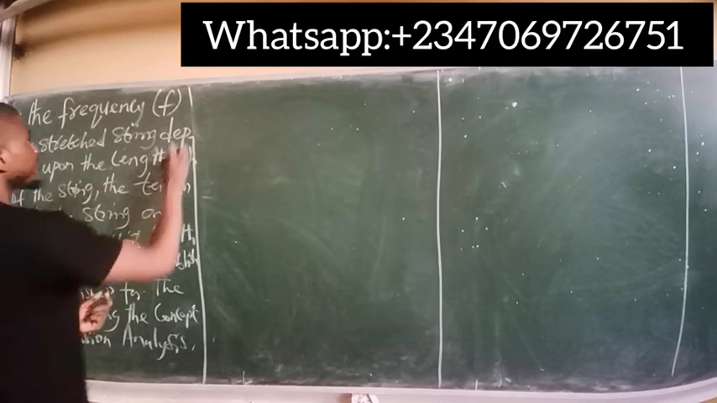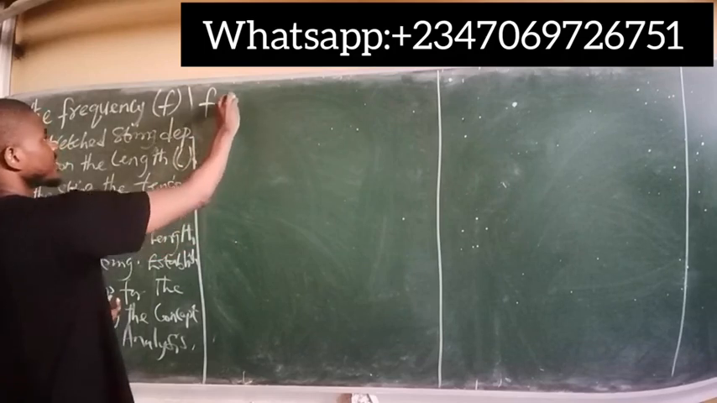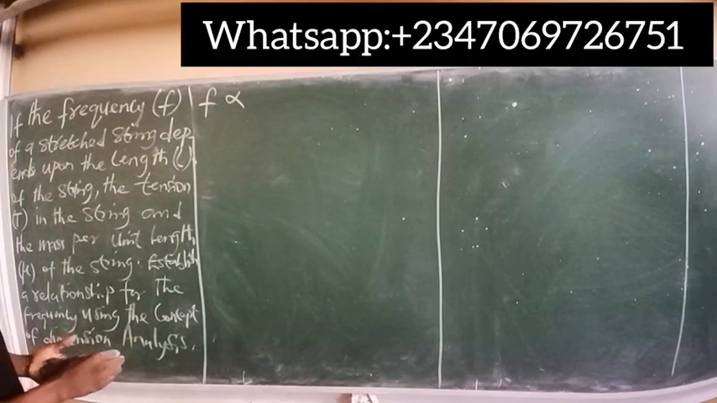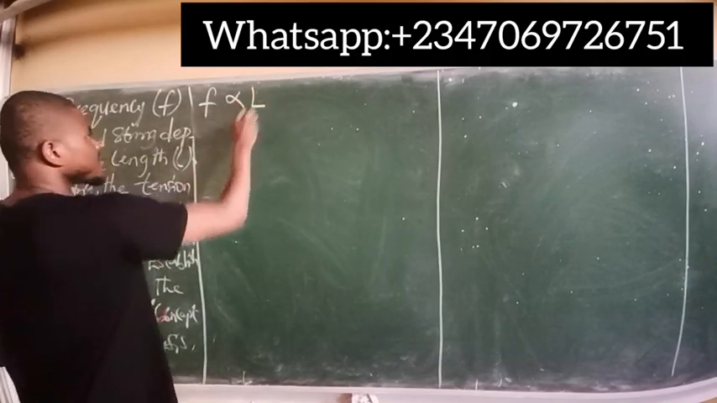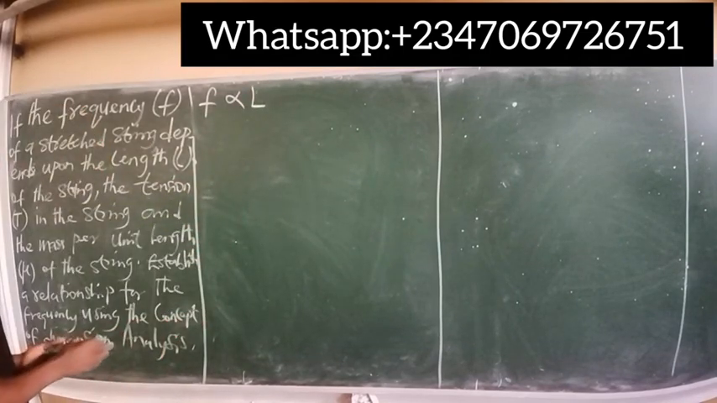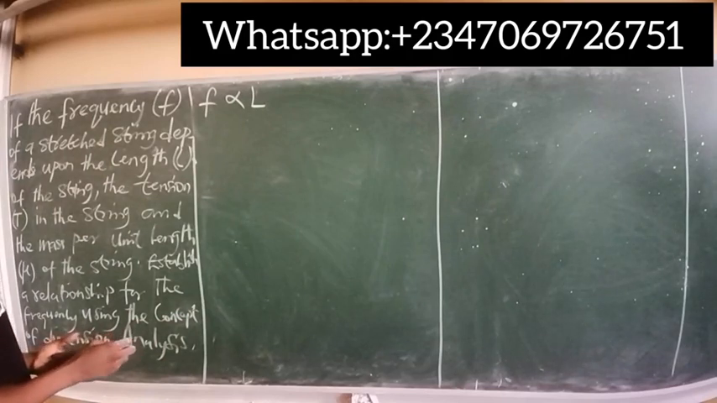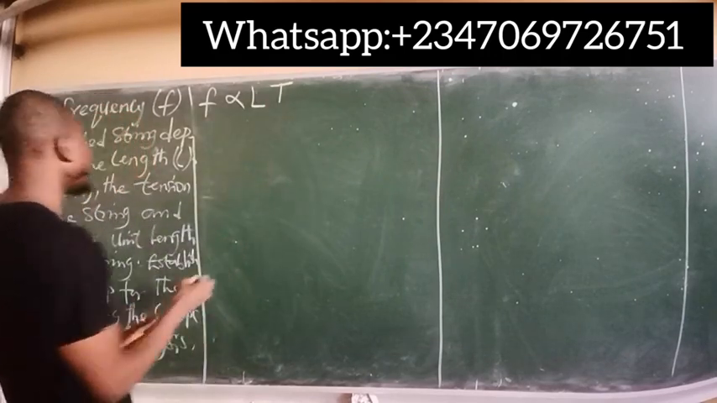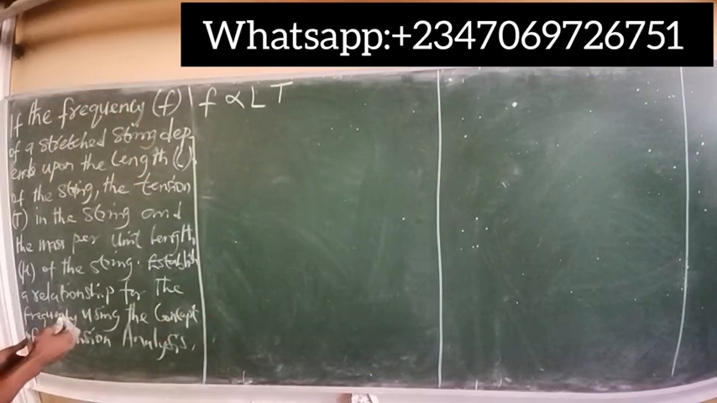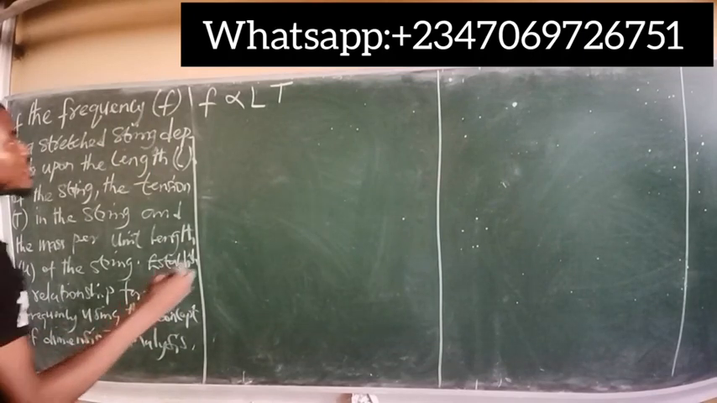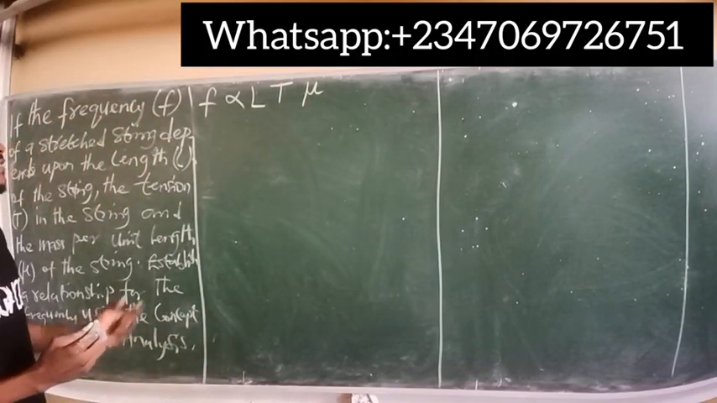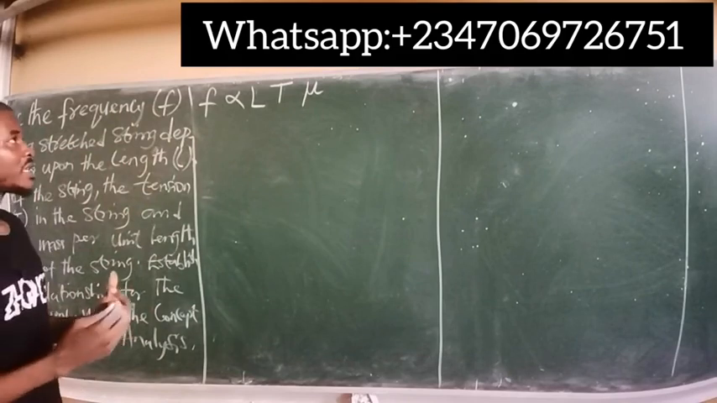We have that the frequency f depends directly upon the length L of the string, the tension T, and the mass per unit length of the string. They use mu to represent mass per unit length. So we simply have this.